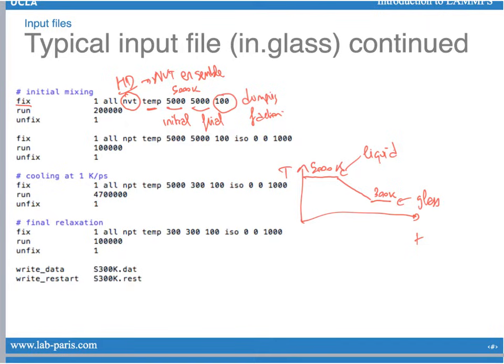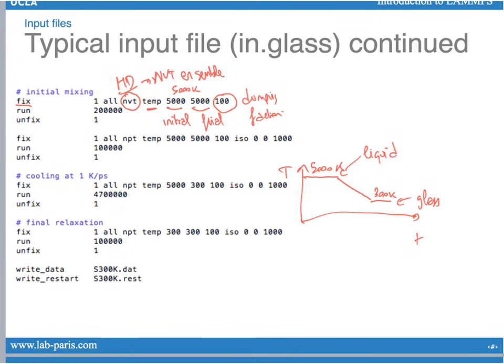If you put 10 instead of 100, LAMMPS will adjust the temperature more often. So it will keep checking if the system is too hot, too high, and will adjust the velocity of the atoms accordingly. Okay, so this depends on the types of thermostat that you are using. Here in this case, we are using a Nose-Hoover thermostat.